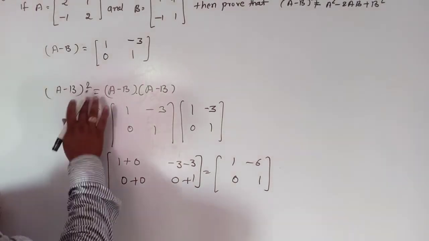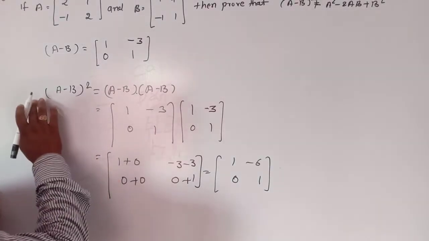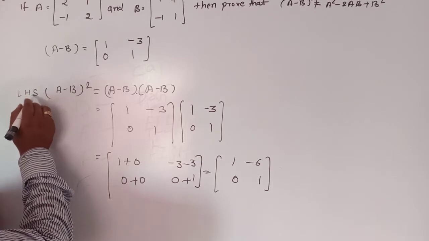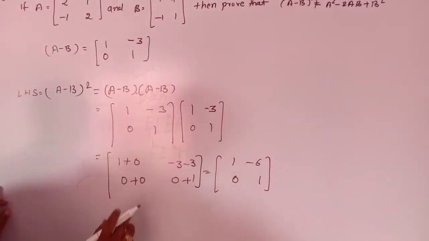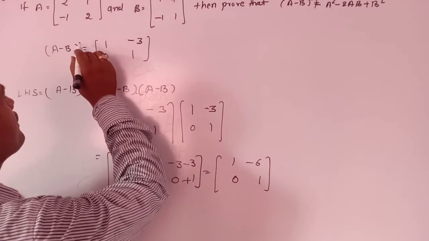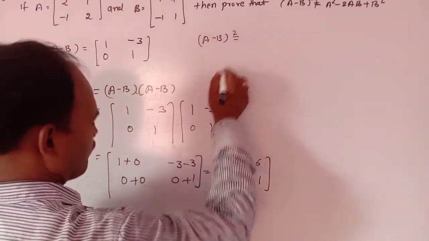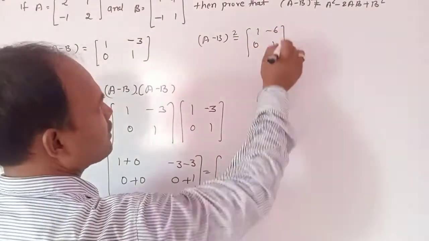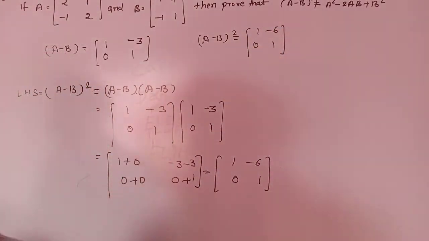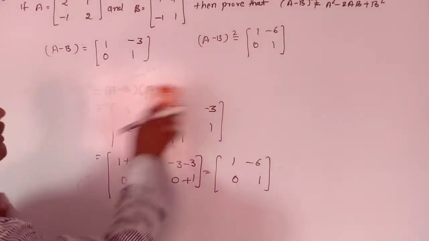Now this is (A - B) whole square. This is the part of LHS. Now what is the RHS? When we are saying about the RHS, I write here (A - B) whole square is equal to [1 -6; 0 1]. This is the value.